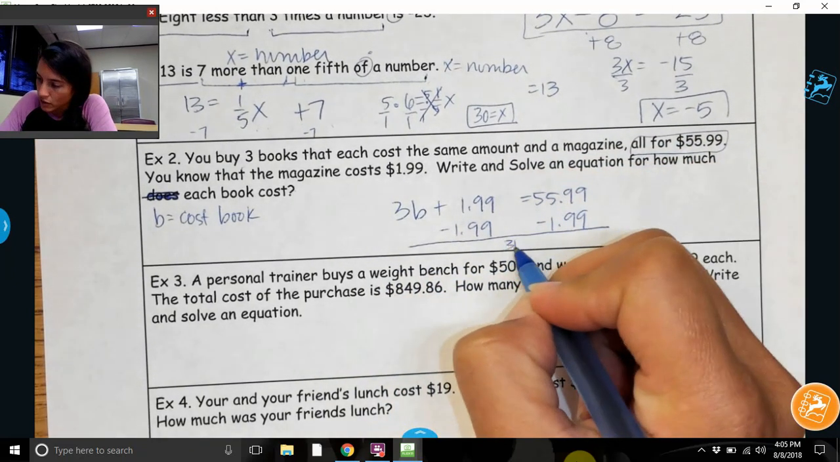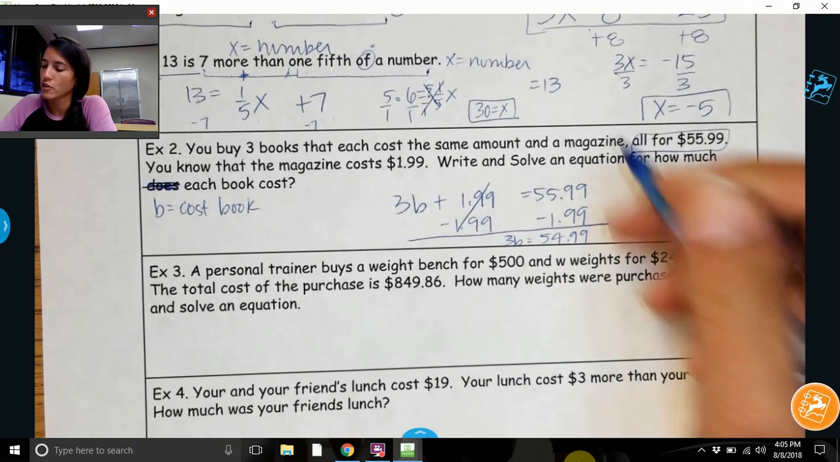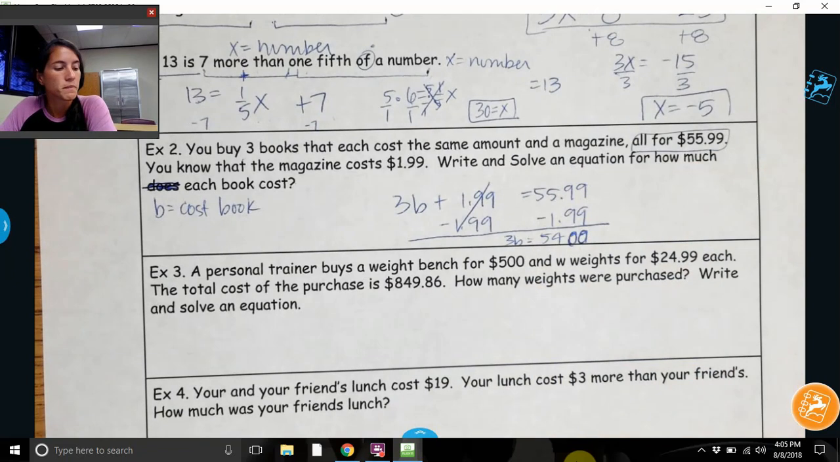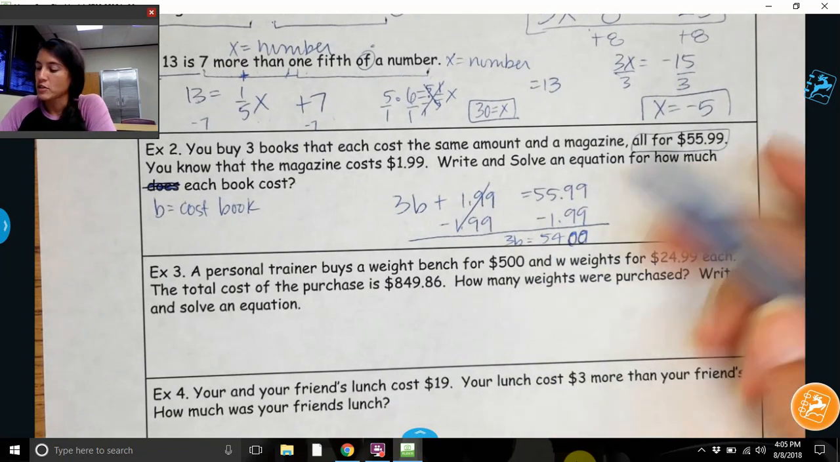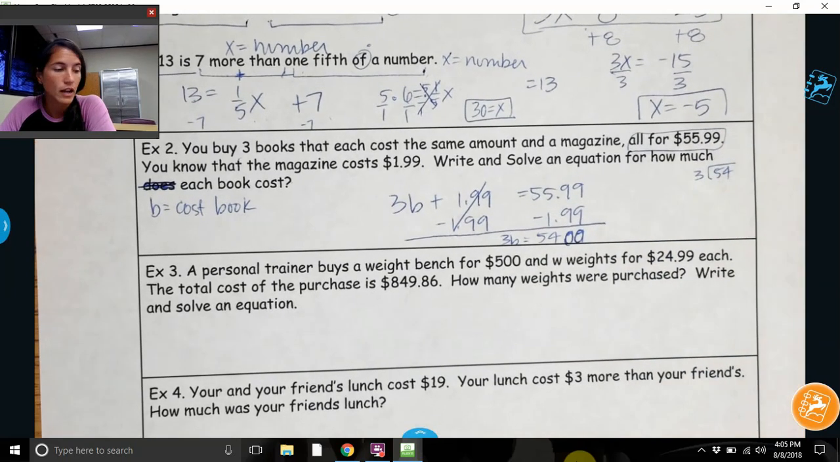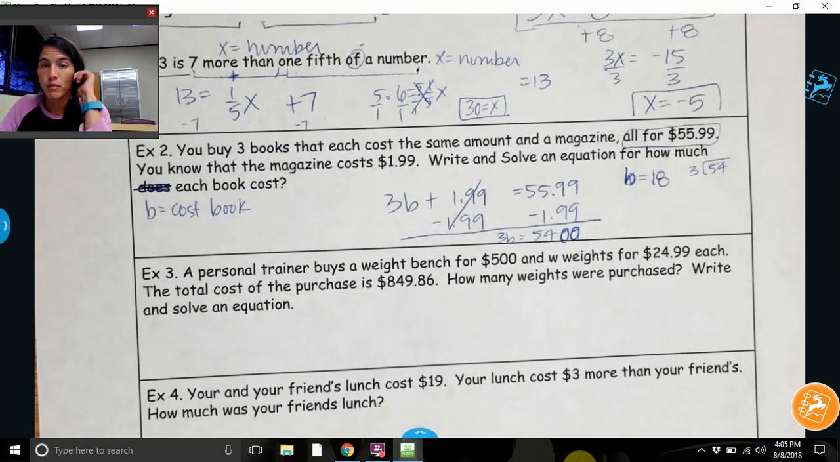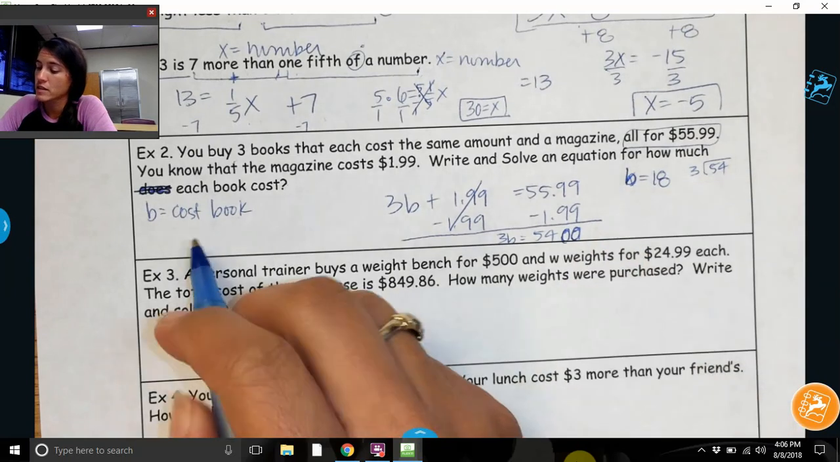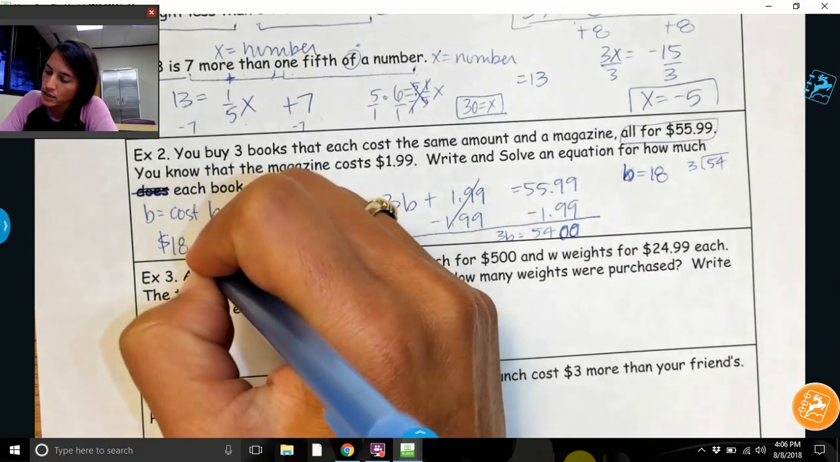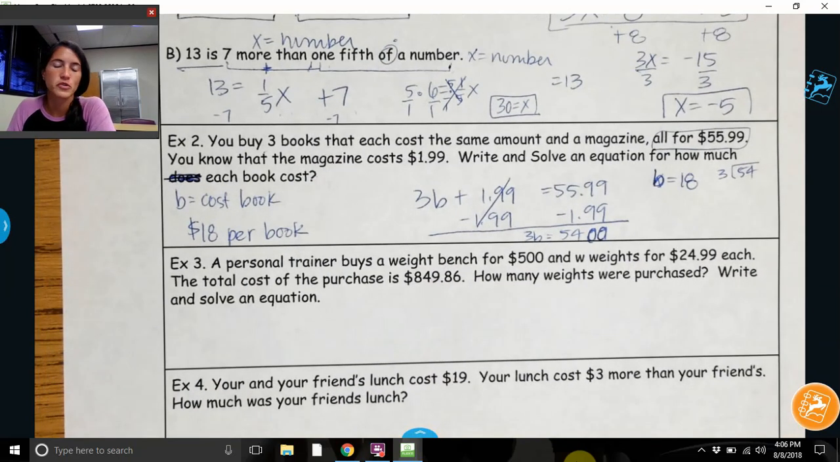And then I'm left with 3B equals $54. Oh, no, $54 because the 99's, sorry. And then I'm going to divide both sides by 3, 54 divided by 3. If you don't know that, then do it out on your paper. No shame in that game. And the answer is B equals 18. But because we have a word problem, we want to make sure our answer makes sense. And so in this, it's the cost of a book. So it's $18 per book, which is totally normal for books to cost almost $20, especially if it's a hardback.